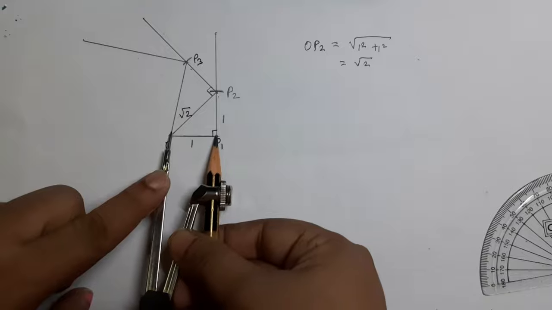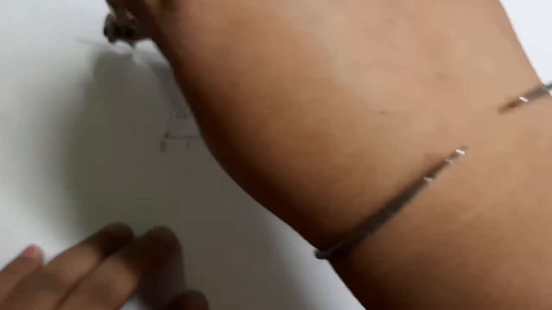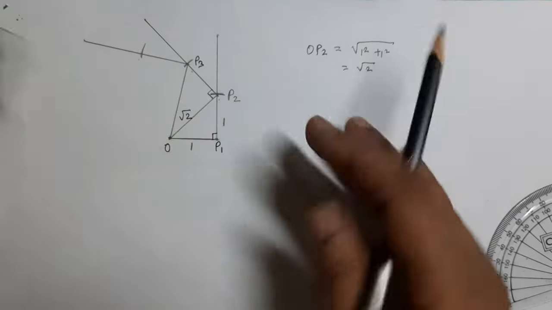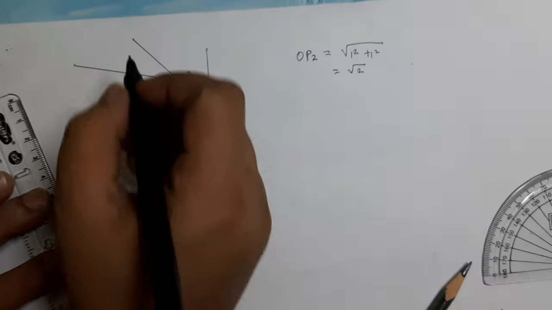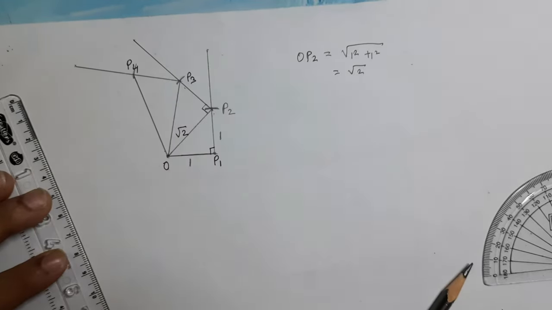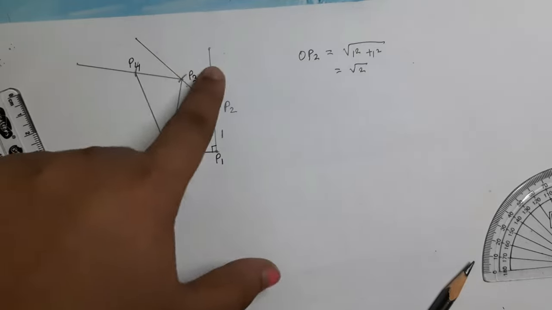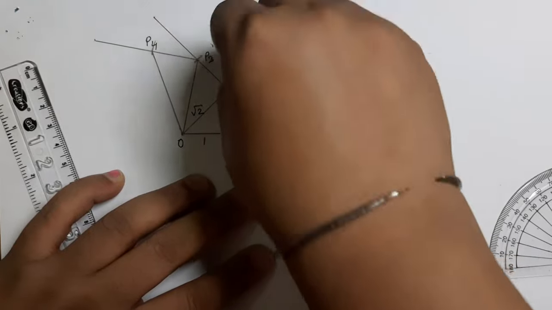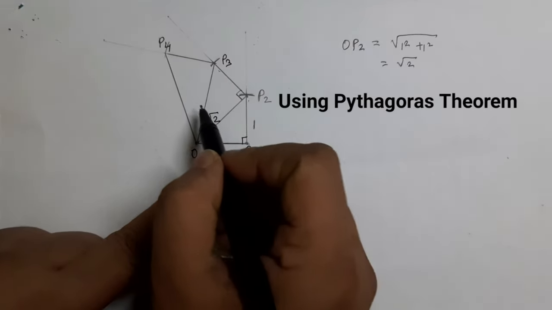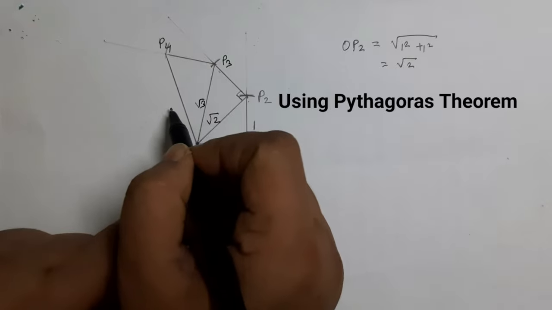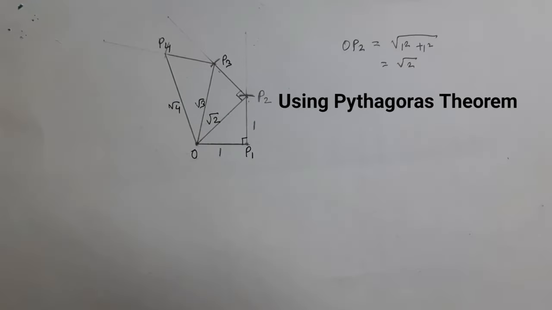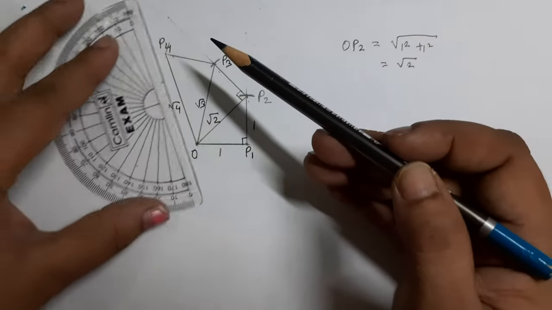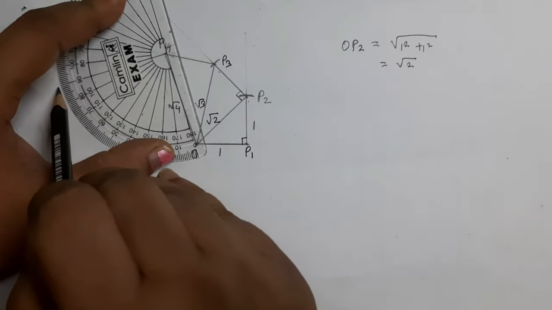Take again unit length. Draw an arc and join these 2 points. This point is P4. So if you want, you can erase the extra lines. We don't need these extra lines, so you can just erase it. So this is root 2. This is root 3, this is root 4. Now taking OP4 as the baseline, draw a perpendicular. So we are drawing the perpendicular at P4.